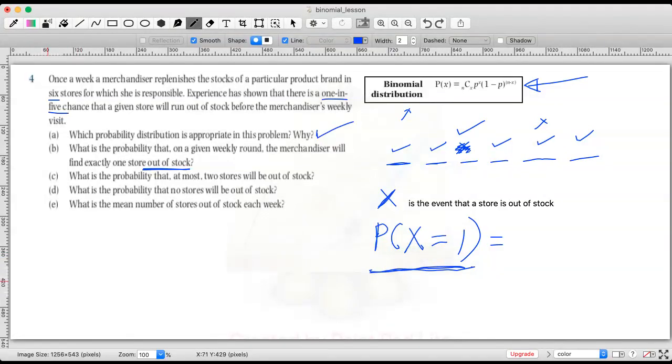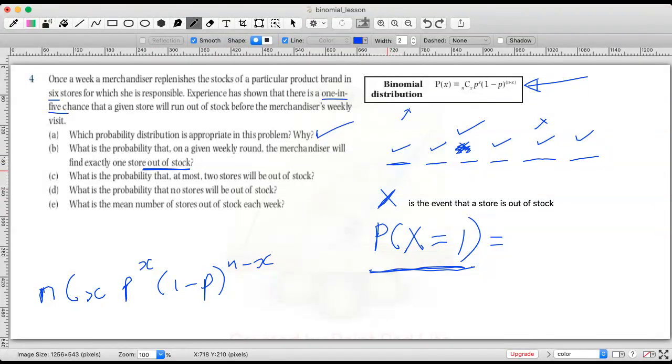Okay. So it's N C X, P to the power of X, 1 minus P to the N minus X. I know it's a lot of letters here, but I'll take you through each of them and what they mean. So the N that you see in this formula is the number of trials.